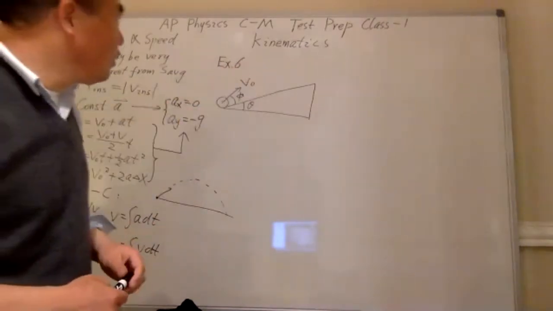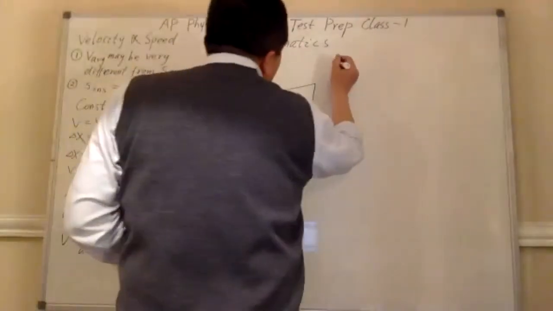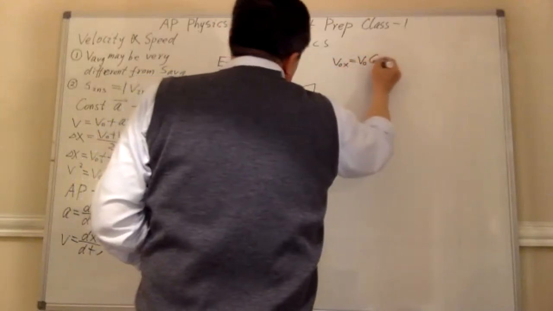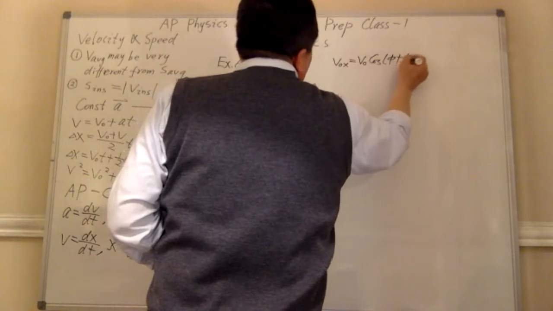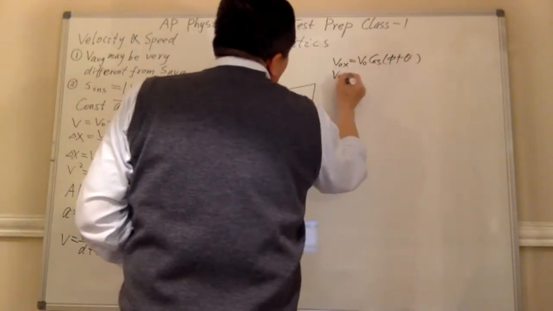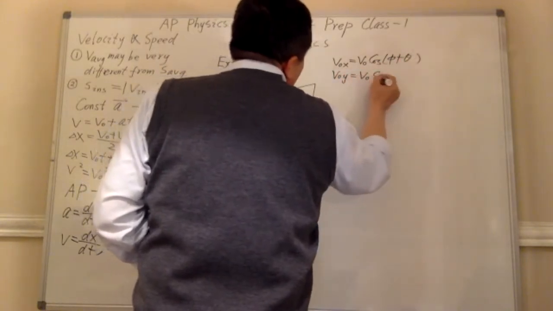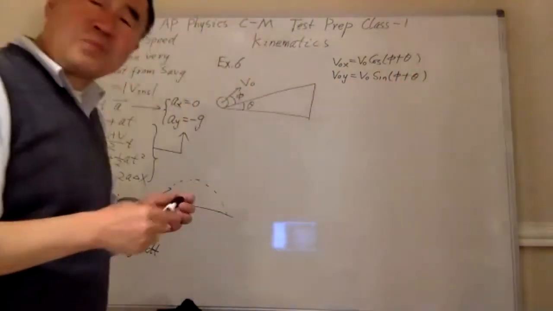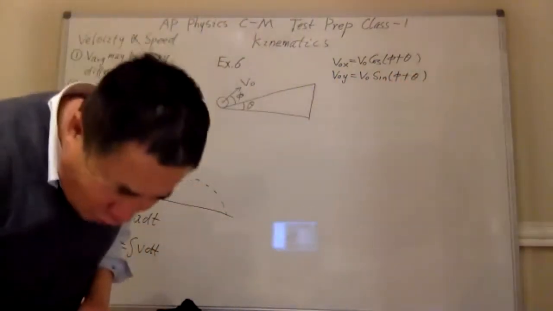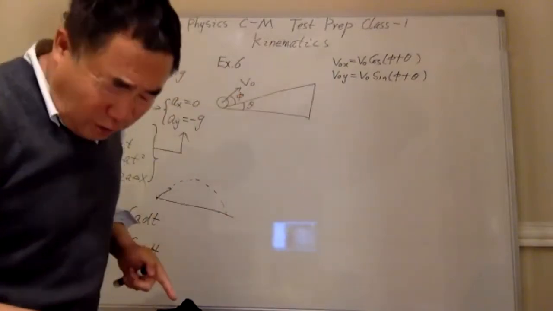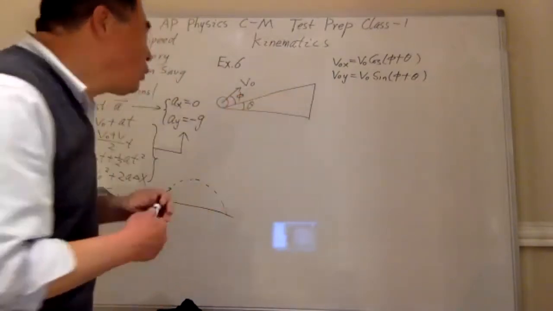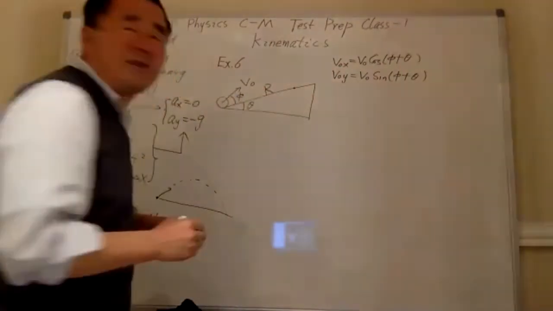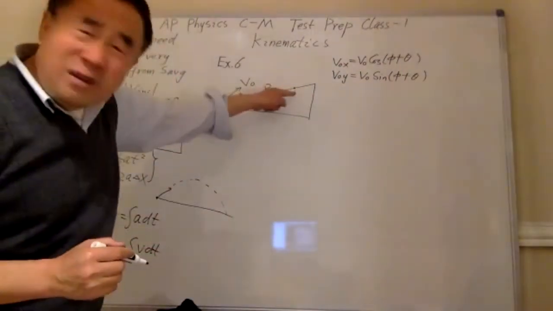How can we do that? We always follow standard procedure. We say V naught x equals V naught cosine (phi plus theta), and V naught y is always equal to V naught sine (phi plus theta). Then they want to ask you, when it's falling on the incline, what is the range?